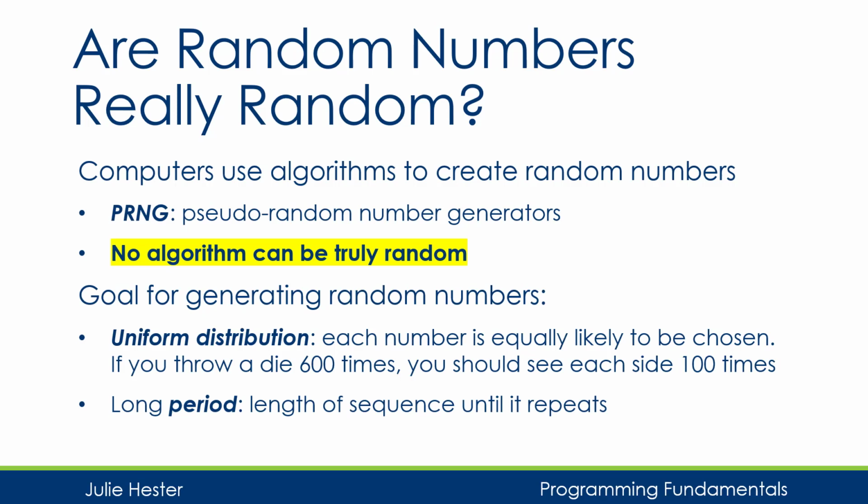The other thing is something called period, and this is the length of the sequence until it repeats. So if you call the rand function enough times, eventually you're going to get to the beginning of the sequence and you'll see the same sequence of numbers. Now, it's going to take a very long time, and that's another one of our goals. We don't want it to look like it's a pattern.